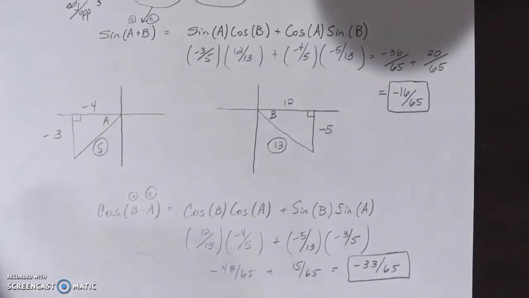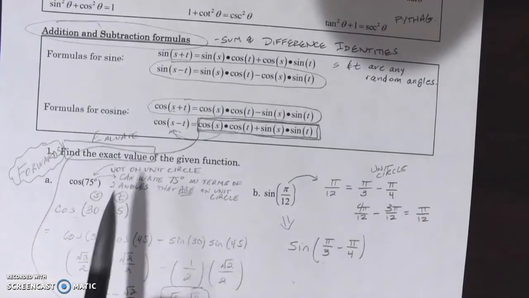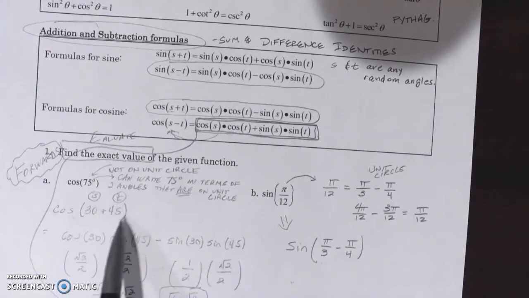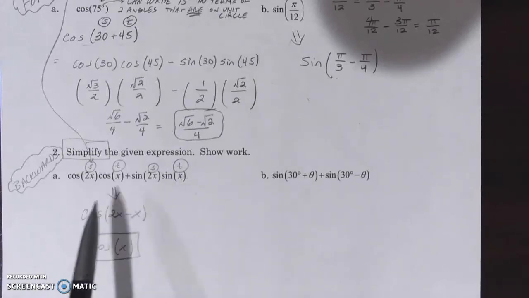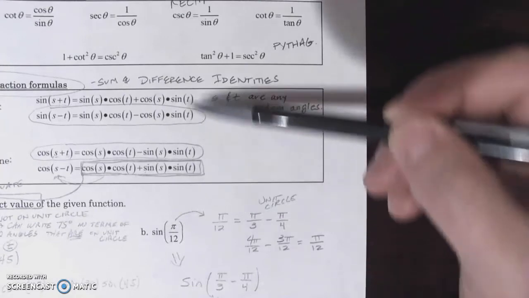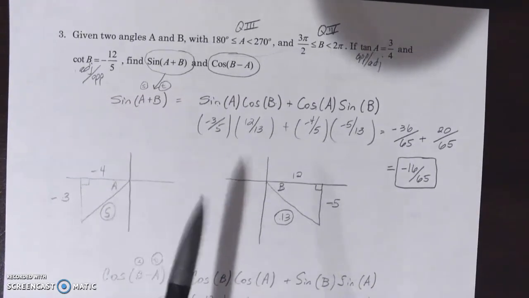All right, guys, a few different types of problems that we use sum and difference identities for. We can use them to find the exact value of an angle that's not on the unit circle, but can be written as the sum or difference of two angles that are on the unit circle. We might be asked to simplify an expression that looks a lot like the right side of one of these formulas or identities, and also we can use our identity in a problem like this to help us.